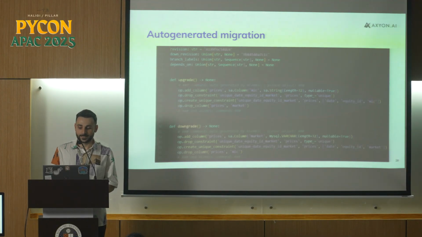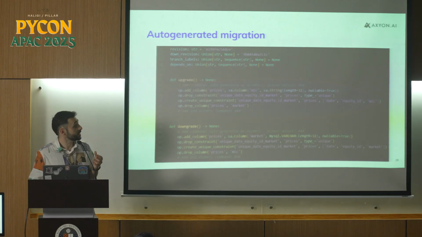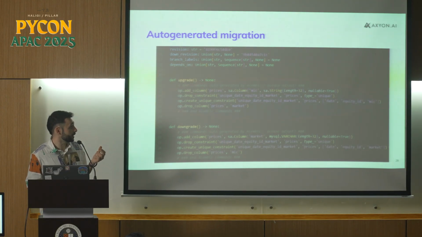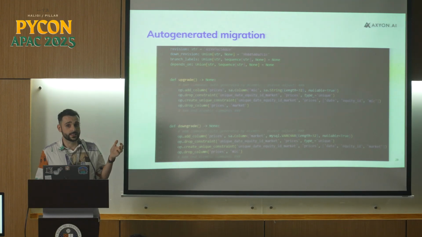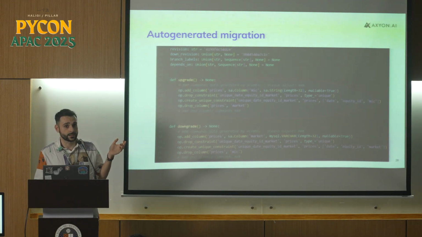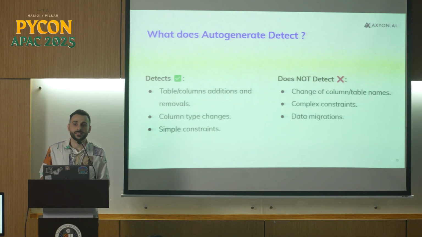So in this case, if we review the code, well, we can see that Alembic is actually not renaming the column market, it's dropping the column market and creating a new one called MIC. And this means that we are losing all the data that was in the column market. So there are some things that cannot be detected by Alembic automatically.